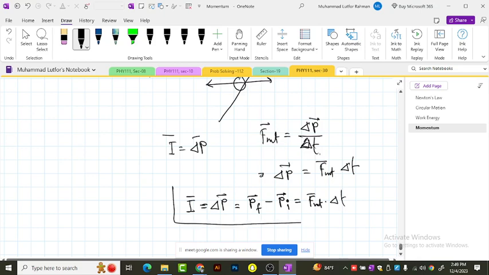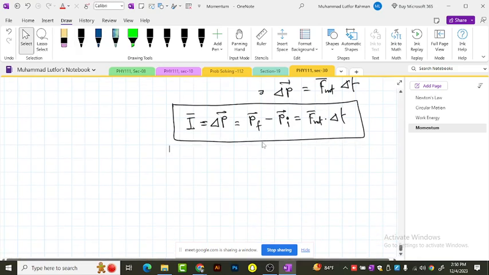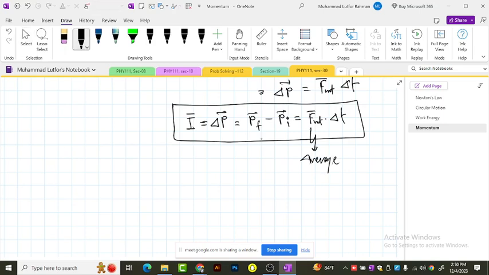That is called the impulse of the system, and sometimes it is also called the impulse momentum theorem, because if you want to find the impulse of a system, you are going to find the change of the momentum, and that momentum will be changed because of this net force. Sometimes it's also called the average force. Why is it called the average force?